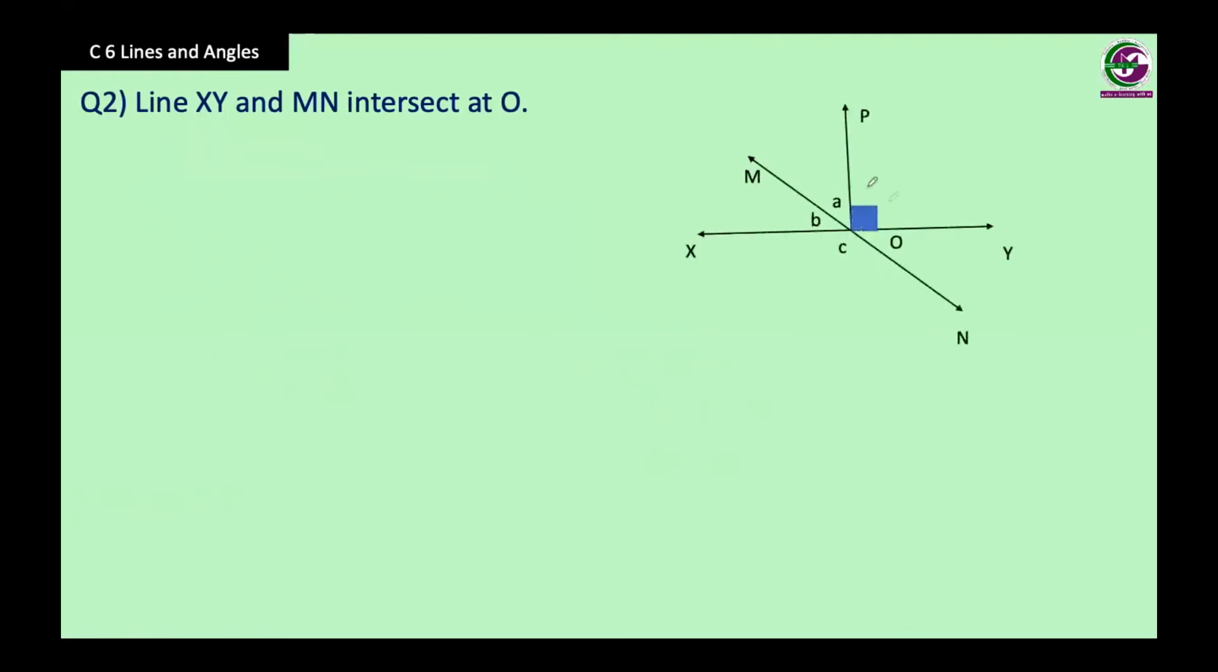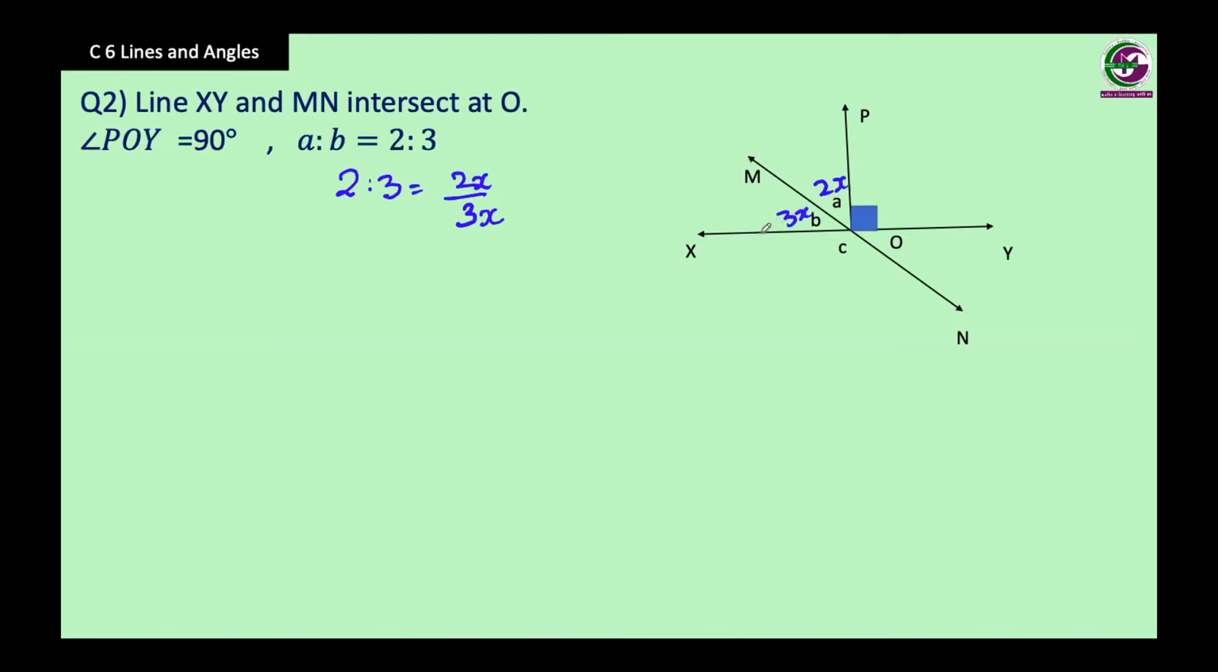Line XY and MN intersect at O. Angle POY is 90 degree and A is to B is in the ratio 2:3. You have studied that a ratio 2:3 can be written as a fraction. 2:3 can be written as 2/3. And you know, in a fraction, you can multiply the numerator and denominator by the same quantity. Let us take a variable to be multiplied with the numerator and denominator. So now A represents 2x and B represents 3x. Let us rewrite here 2x and 3x.